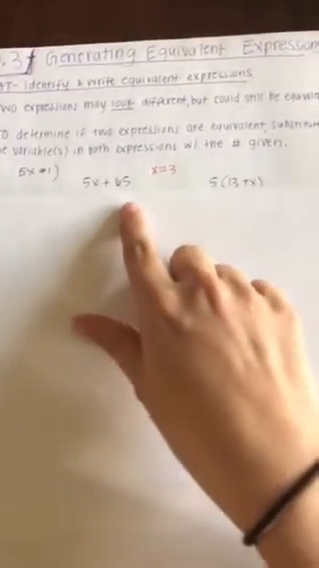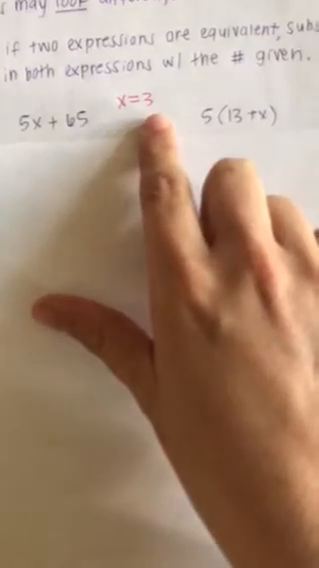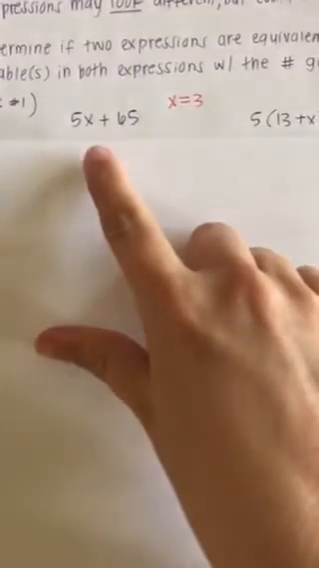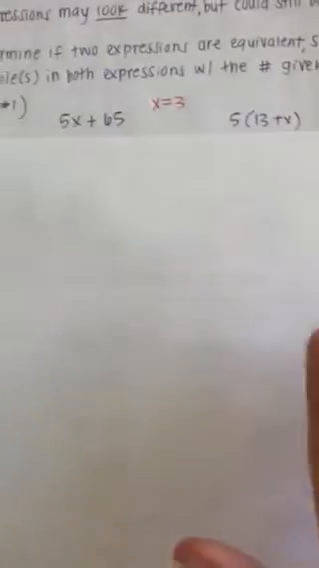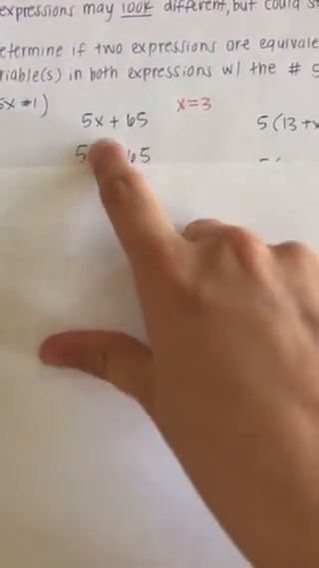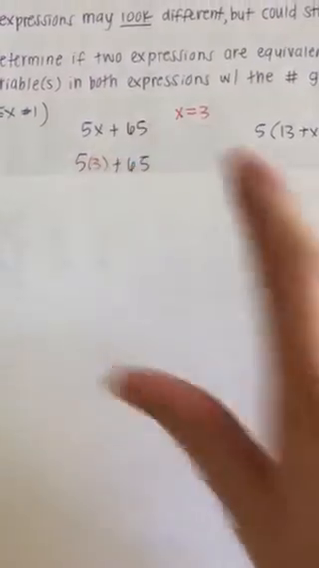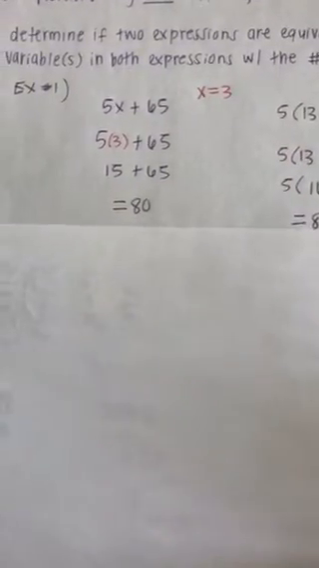So example 1, we have 5x plus 65. And we also have 5 times 13 plus x. I gave you the value of x, it's 3. So we know now from what we learned last week, we need to substitute this x for 3. So we're going to solve one just like you learned last week, and then we're going to solve the other one and compare. So 5 times 3, we replace the x with a 3. 5 times 3 plus 65. 5 times 3 is 15, plus 65 is 80.